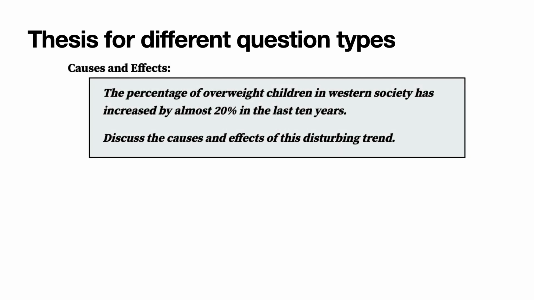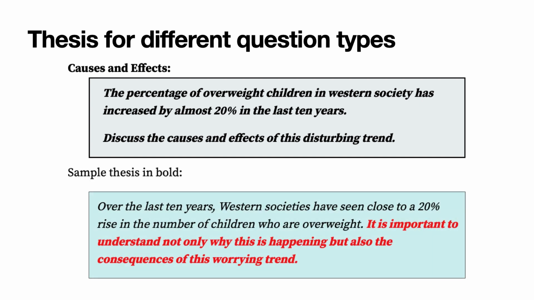Let's look at one that might ask for causes and effects. So the percentage of overweight children in Western society has increased by almost 20% in the last 10 years. Discuss the causes and effects of this disturbing trend. So again, some facts about the topic taken from the question. Over the last 10 years, Western societies have seen close to a 20% rise in the number of children who are overweight. It is important to understand not only why this is happening, but also the consequences of this worrying trend. So again, we see it's setting out that you're going to be talking about the causes and the effects.